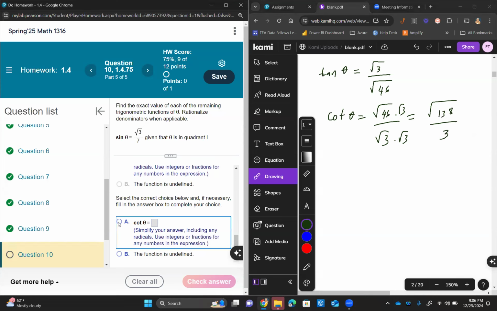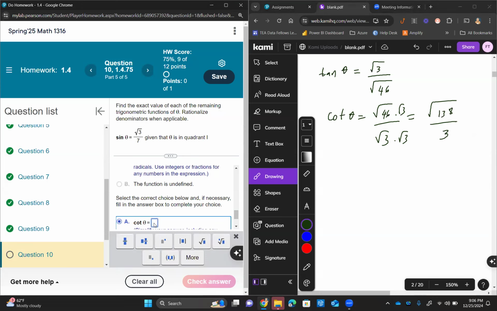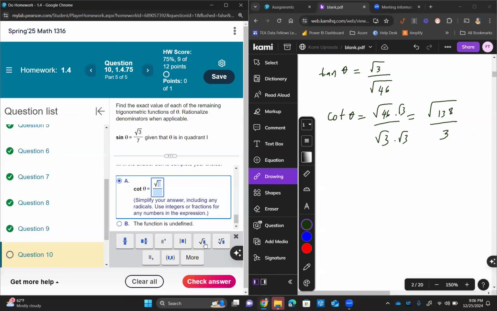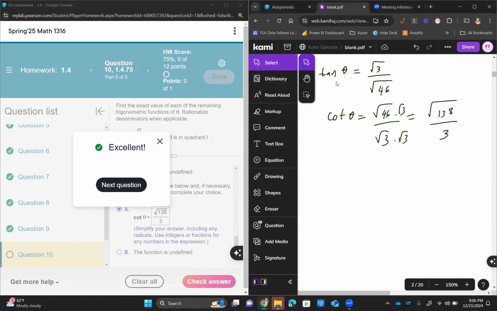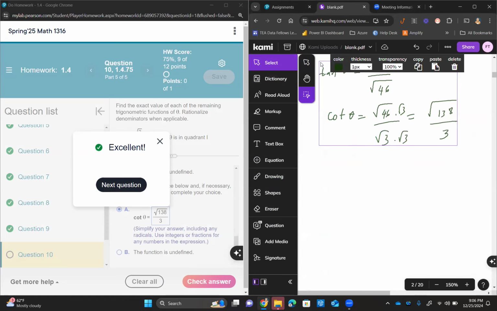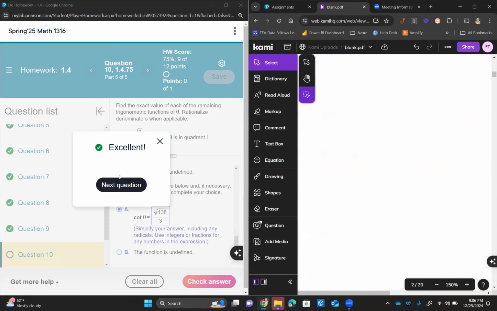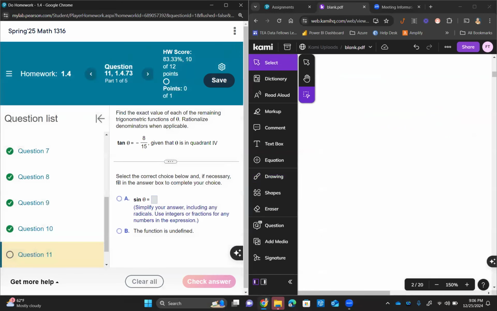So we're going to say cotangent of theta is, at the top, square root of 138, and at the bottom, it will be just a 3. And this is how we can handle question 10. I used a lot of identities to find a lot of missing trig functions. Next time I see this question, I'm going to show you another way.